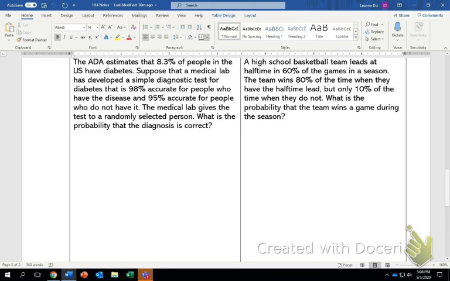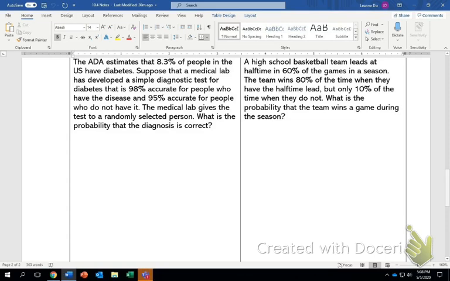Example 2.1 says the ADA estimates that 8.3% of people in the U.S. have diabetes. Suppose that a medical lab has developed a simple diagnostic test for diabetes that is 98% accurate for people who have the disease and 95% accurate for the people who don't have it. The medical lab gives the test to a randomly selected person. What is the probability that the diagnosis is correct?